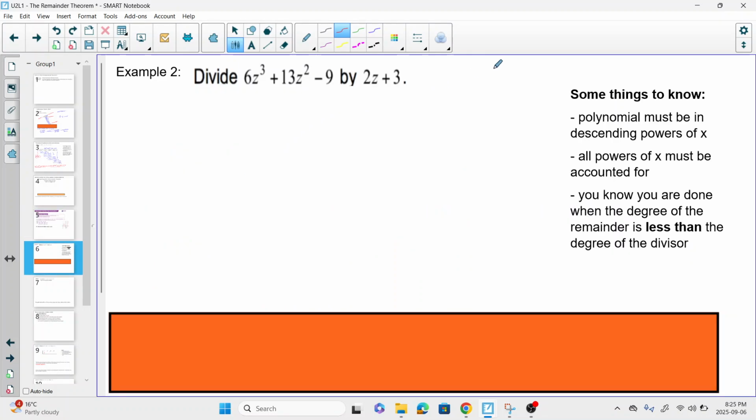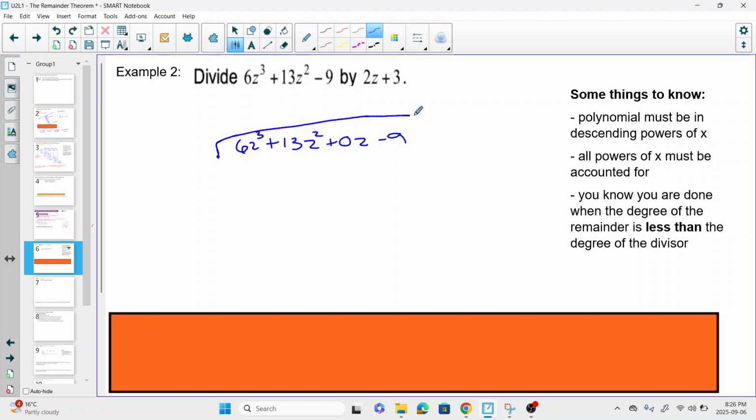All right, so let's look at another example where we don't have all powers accounted for. We'll do one more for sure in this video, and then we'll see where we're at. So we've got 6z cubed plus 13z squared minus 9, and we want to divide this by 2z plus 3. So we have some powers missing here, right? We don't have our z to the power of 1. So when we go to rewrite this, we have to do 6z cubed plus 13z squared plus 0z minus 9.